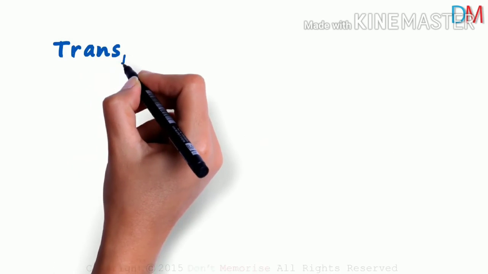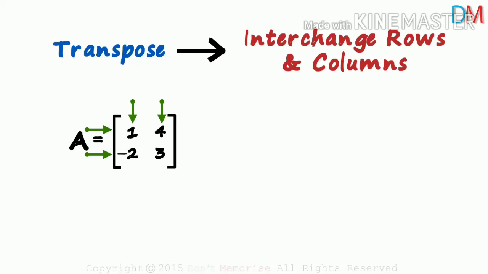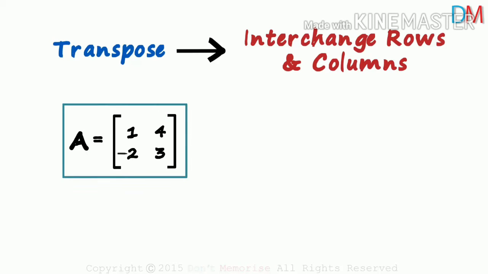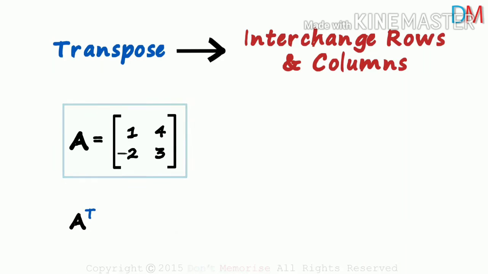What do we mean by the transpose of a matrix? To find the transpose of a matrix, we simply interchange its rows and columns. Yes, that gives us its transpose. Let's try out an example. This is matrix A. It has 2 rows and 2 columns. We need to find the transpose of this matrix. It is written as A with T as a superscript. What will this be equal to?